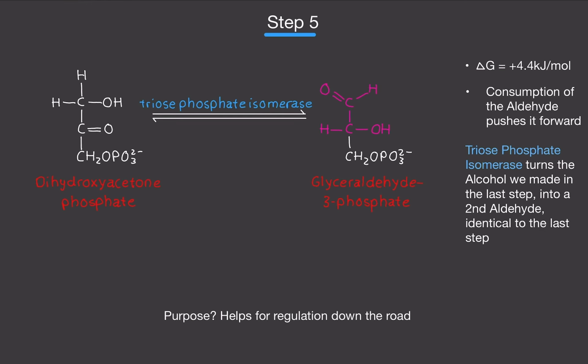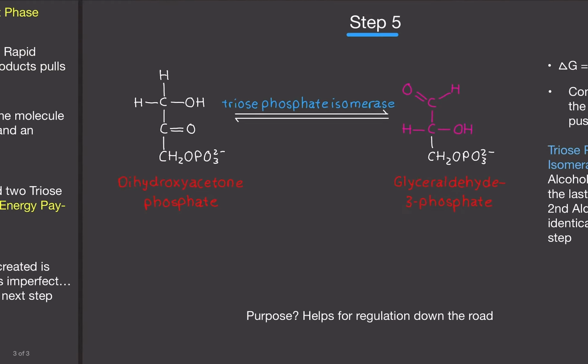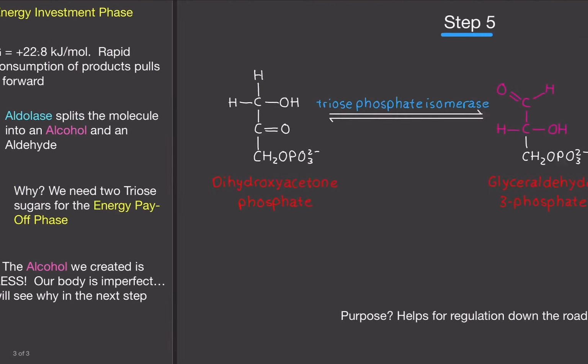The delta G value is 4.4 kilojoules per mole, and the rapid consumption of the aldehyde pushes it forward in step 6. So the triose phosphate isomerase turns the alcohol we just made in the last step into the second aldehyde, identical to the last step. So if you know step 4, you already know step 5, because the product of step 5 is literally the same thing as step 4. It's the same molecule.